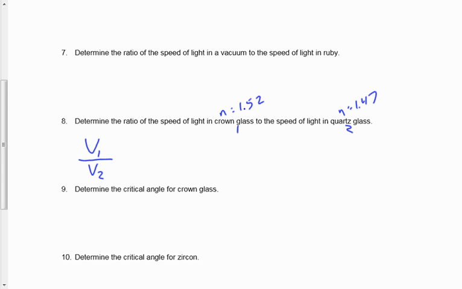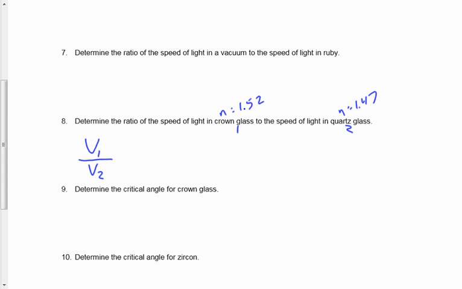So, does anybody have any ideas from here what we might want to do? Should we find V1? Maybe. Should we find the speed of light in quartz glass and crown glass? How might we go about doing that? Any ideas for that? You had a number of questions at the beginning of this worksheet that essentially asked you the same thing. What's the speed of light in this medium?